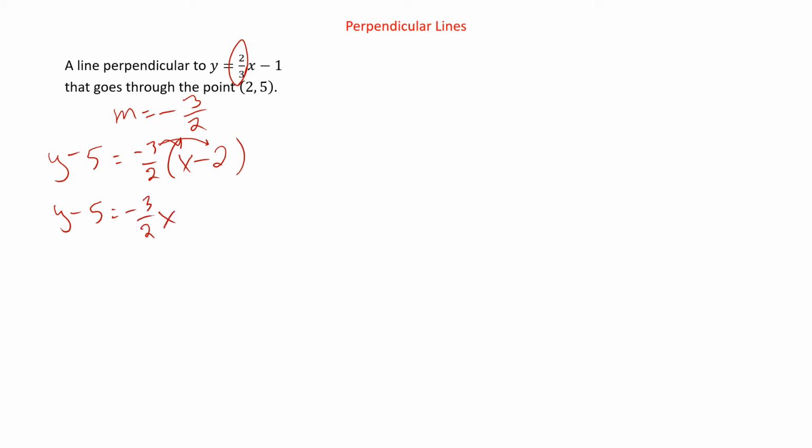-3/2 x. The -3/2 times -2, we have a negative times a negative, so that's a positive. 3 times 2 is 6, divided by 2 is 3. Then we can add 5. So y equals negative 3 halves x plus 8 is going to be the line perpendicular to that original line that goes to the point 2 comma 5. Notice once again, just like with parallel, the y-intercept has no meaning to what we're doing. All we're getting from that original line is the slope.